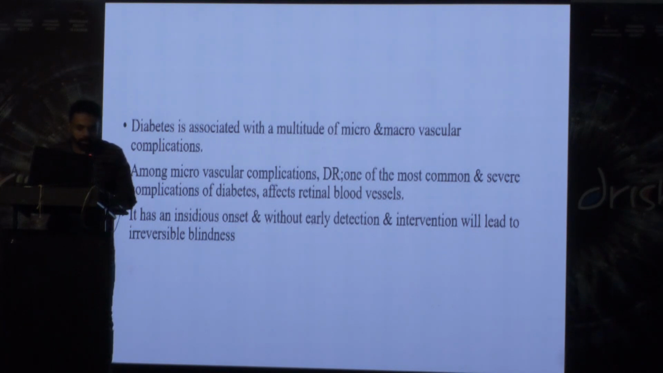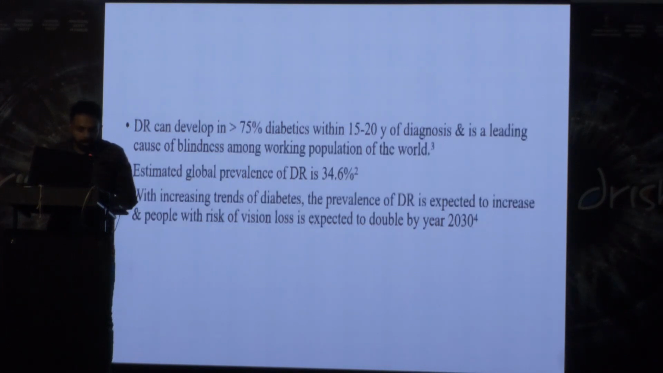It has an insidious onset, and without early detection and intervention will lead to irreversible blindness. Diabetic retinopathy can develop in more than 75% of diabetics within 15 to 20 years of diagnosis, and is a leading cause of blindness among the working population of the world. Estimated global prevalence of diabetic retinopathy is 34.6%. With increasing trends of diabetes, the prevalence of diabetic retinopathy is expected to increase, and the number of people at risk of vision loss is expected to double by the year 2030.